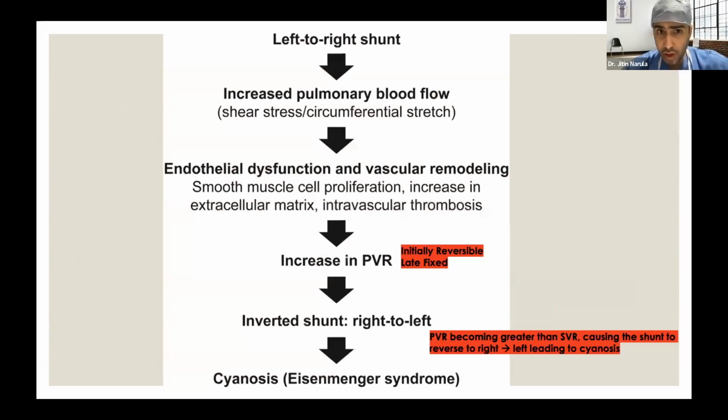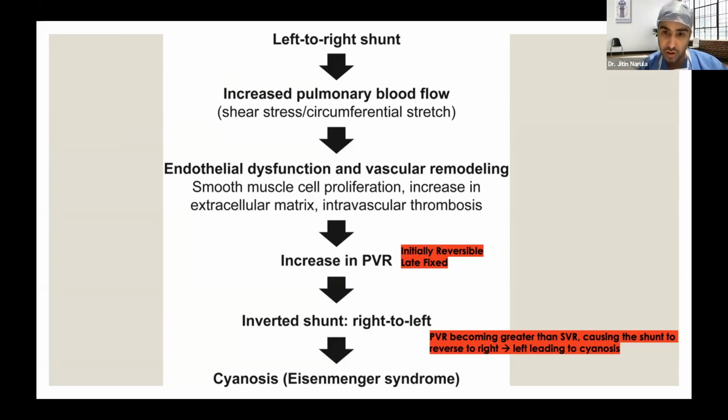So basically, in left to right shunts, blood flows from a region of high pressure to low pressure. Pulmonary circulation is at low pressure, so we have a condition of increased pulmonary blood flow. This leads to increased shear stress and circumferential stretch in the pulmonary arteriolar system, leading to endothelial dysfunction and vascular remodeling. This leads to smooth muscle cell proliferation, increase in extracellular matrix, and minor intravascular thrombi, which subsequently lead to an increase in pulmonary vascular resistance.